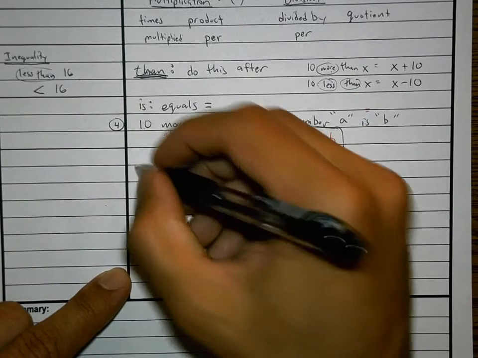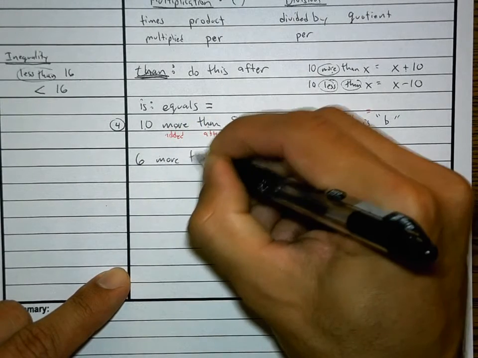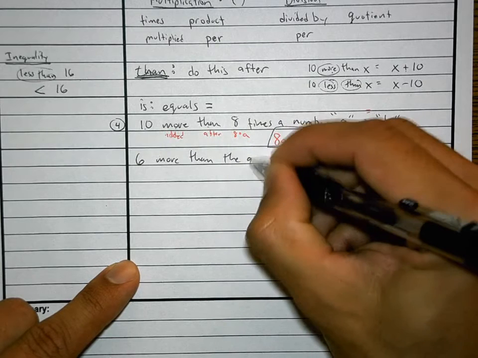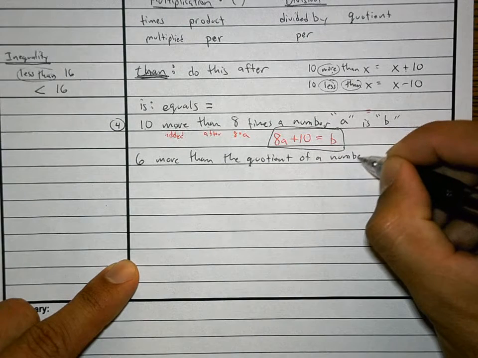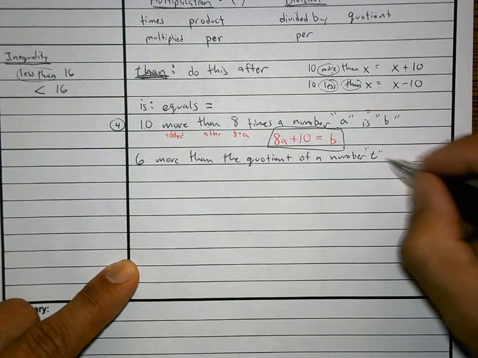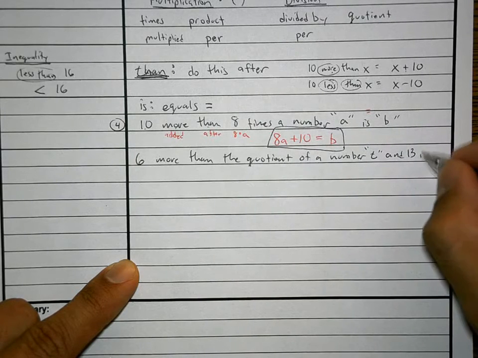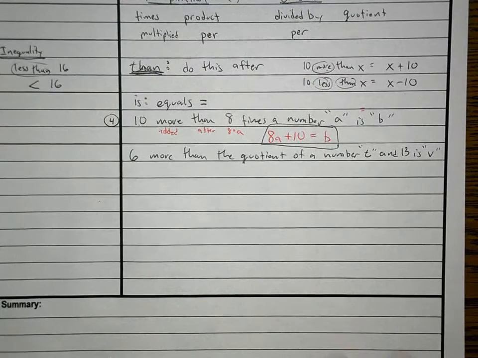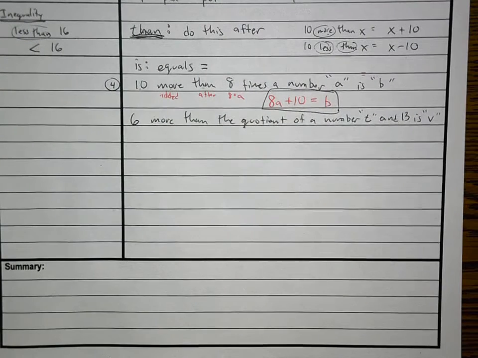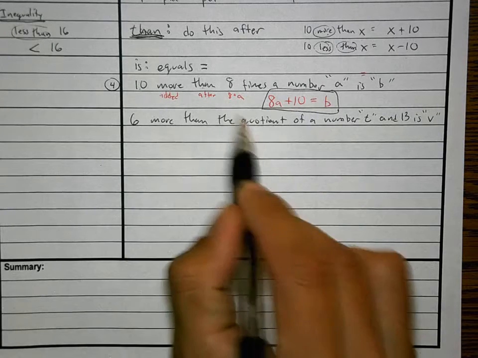I don't have a number next to it. 6 more than the quotient of a number T and 13 is V. Let me adjust my camera a little bit. 6 more than the quotient of a number T and 13 is V. Mr. Fritsch, what do you think I'm going to do for this part right here?